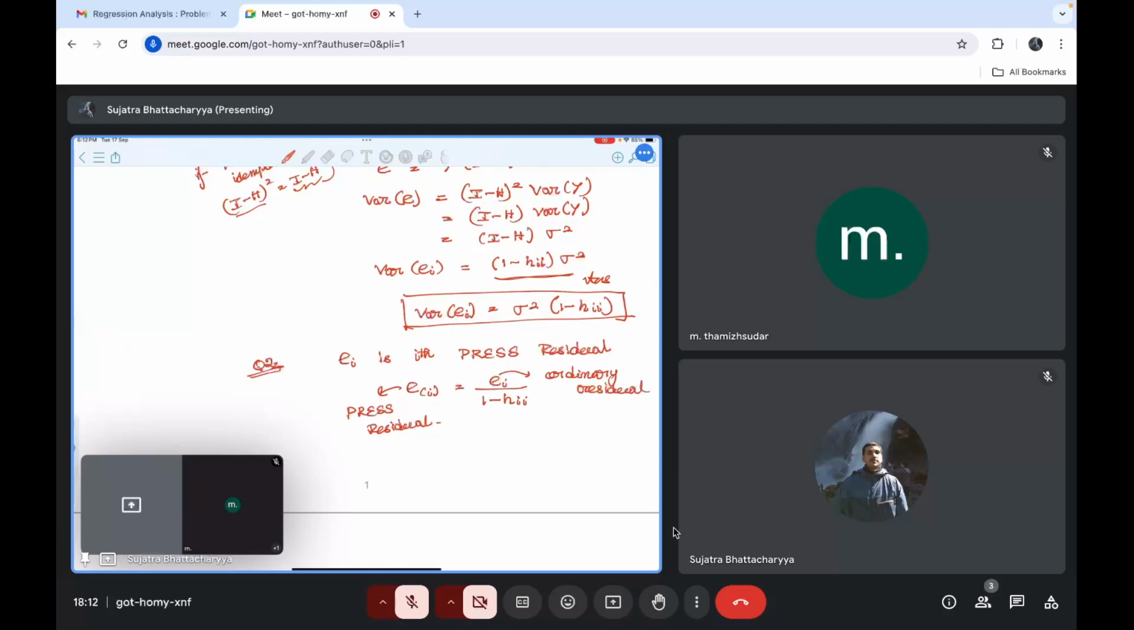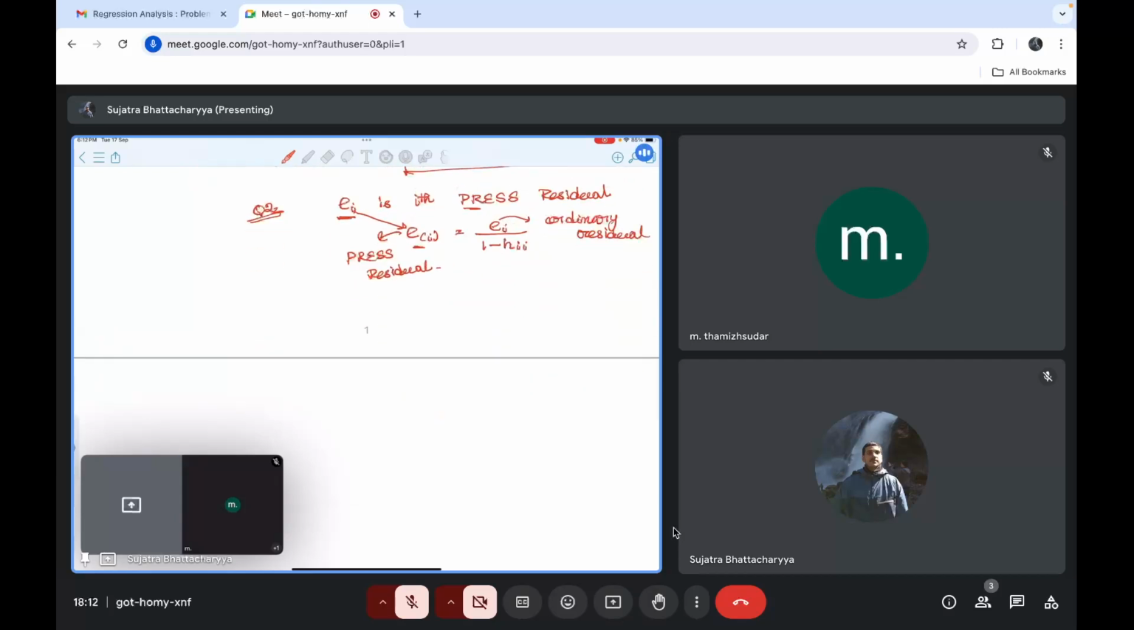Although it has been mentioned here that e_i is the PRESS residual, we are writing it as e_(i), because otherwise there will be confusion in the symbols. So let us write it like this. It's just an explanation to yourself. Let's take the variance of the PRESS residual. So the variance of the PRESS residual is the variance of the entire quantity, e_i divided by 1 minus h_ii.